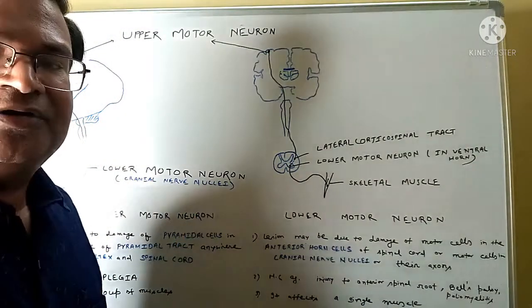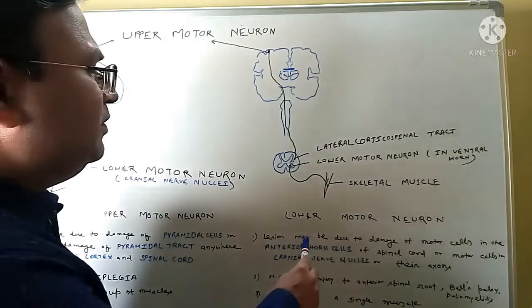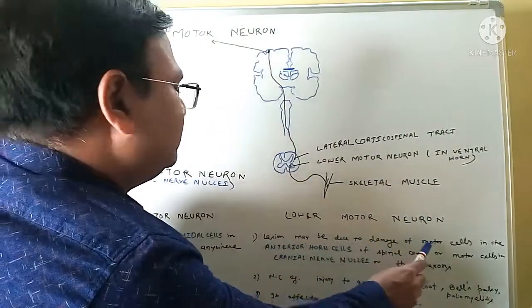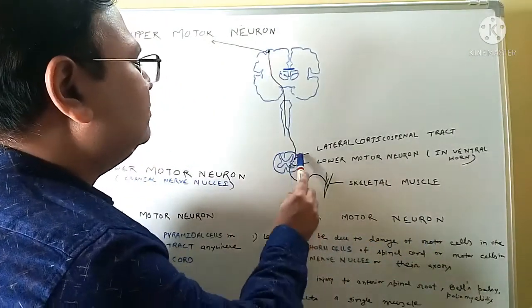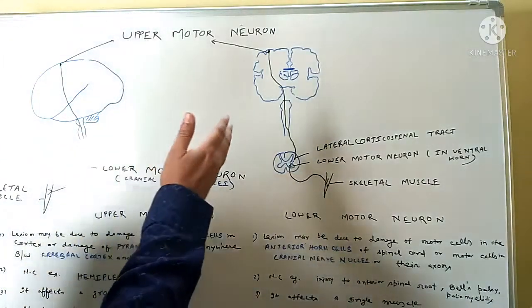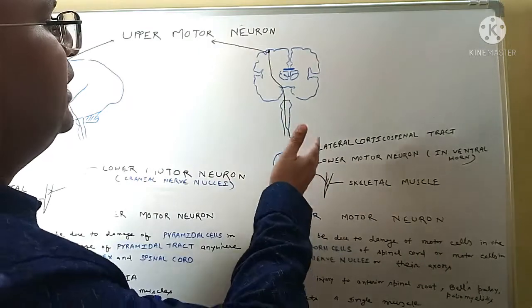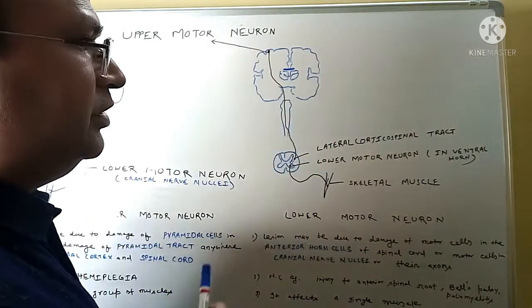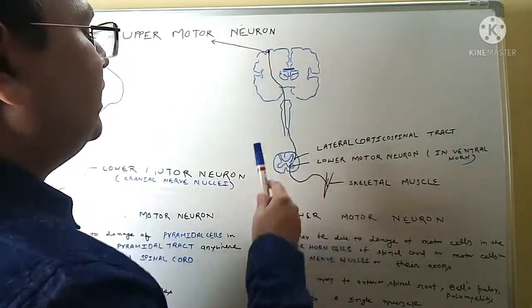Now the lower motor neuron. What is lower motor neuron? The lesion may be due to the damage of the motor cells in the anterior horn cells of the spinal cord. In the spinal cord, there are the anterior horn cells, the lateral horn and the dorsal horn. The ventral horn, the dorsal horn and the lateral horn.